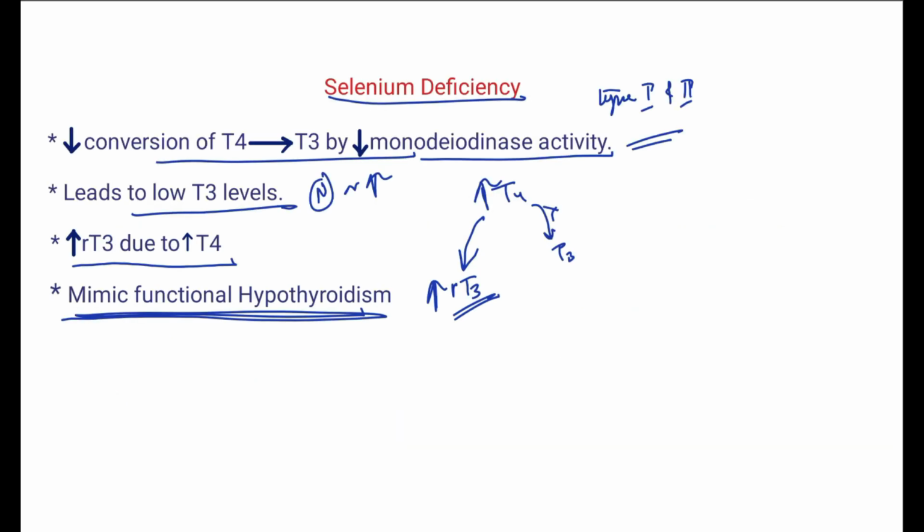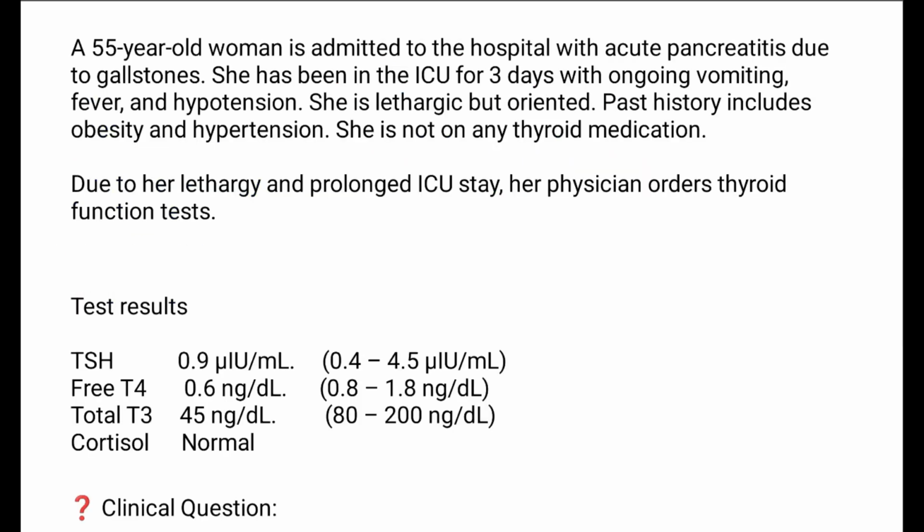Now this is the right moment to address a key concept, and let's discuss it with a case scenario. A 55-year-old woman is admitted to hospital with acute pancreatitis due to gallstones. She has been in ICU for 3 days with ongoing vomiting, fever and hypertension. The past history includes obesity and hypertension. She is not on any thyroid medicine.